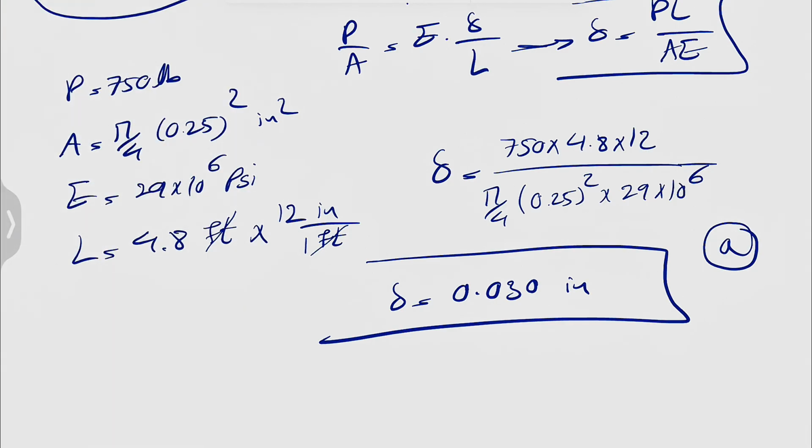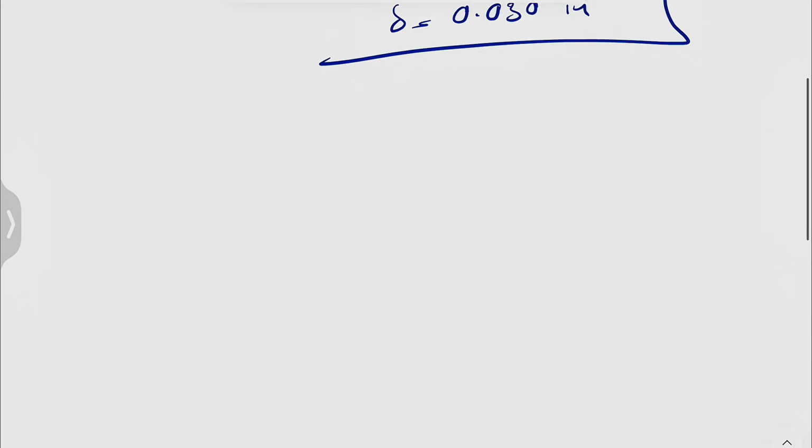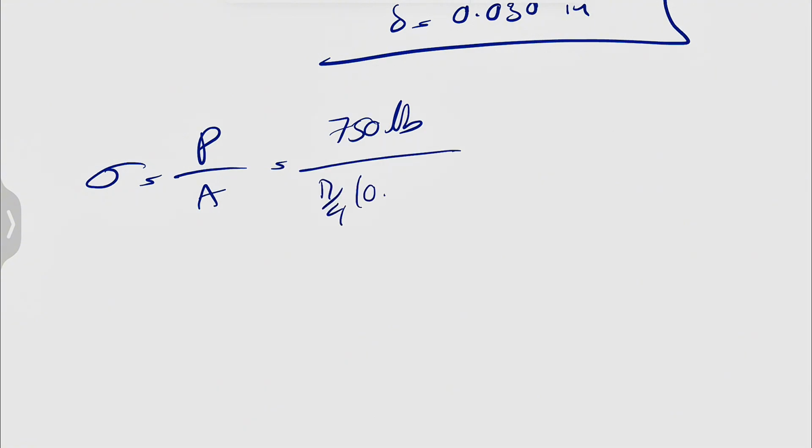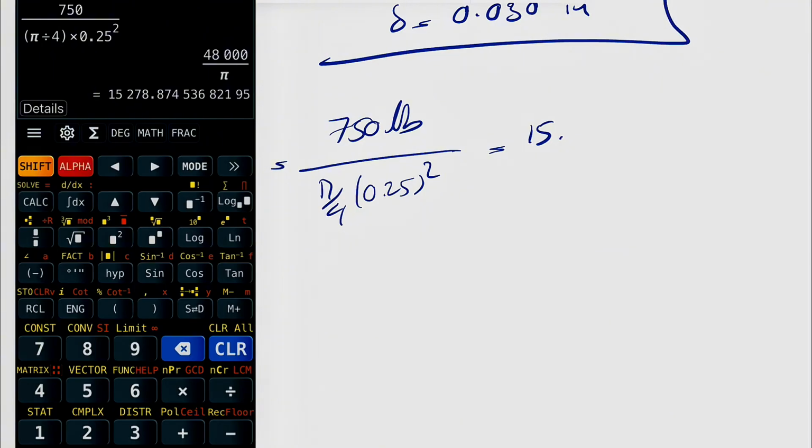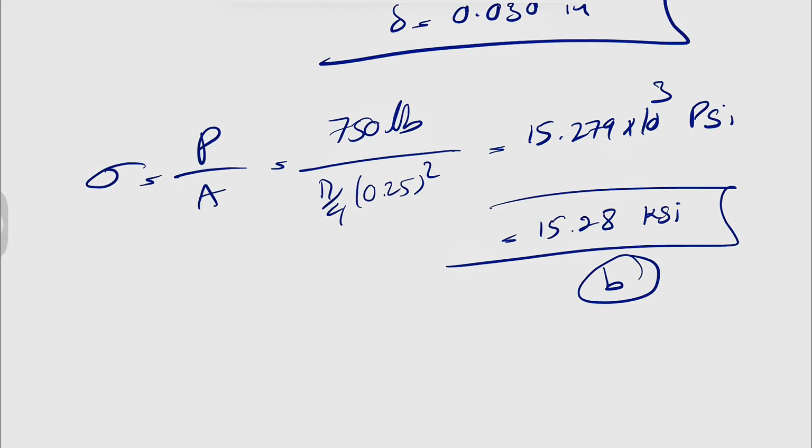For finding the stress, we just have to use what we had here. The stress, sigma, is equal to force over area. The force was 750 pounds, and the area was pi over 4 times 0.25 squared. Let's see what we get for this part: 750 divided by pi over 4 times 0.25 squared. This is going to be 15.279 times 10 to the 3 psi, or we can just show it as 15.28 ksi as the final answer.